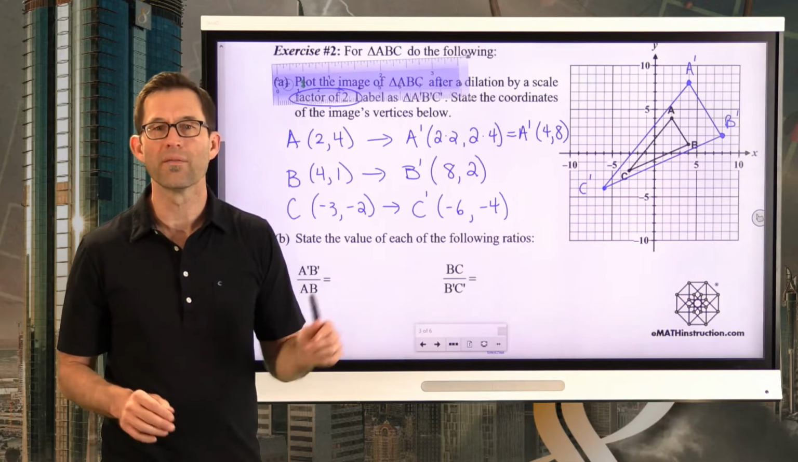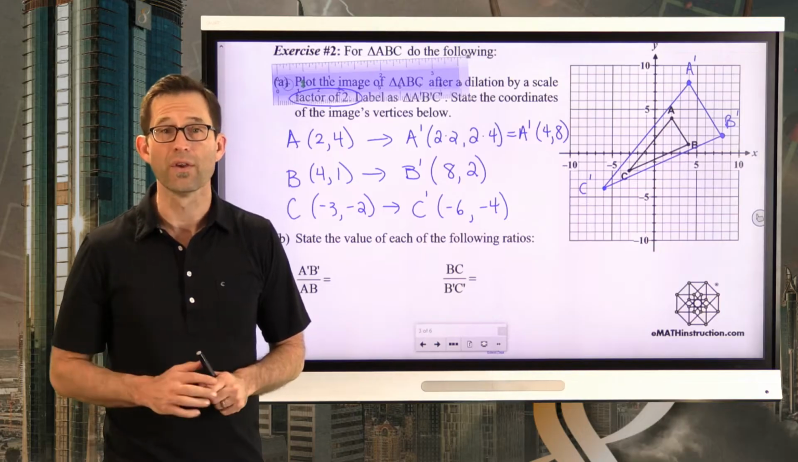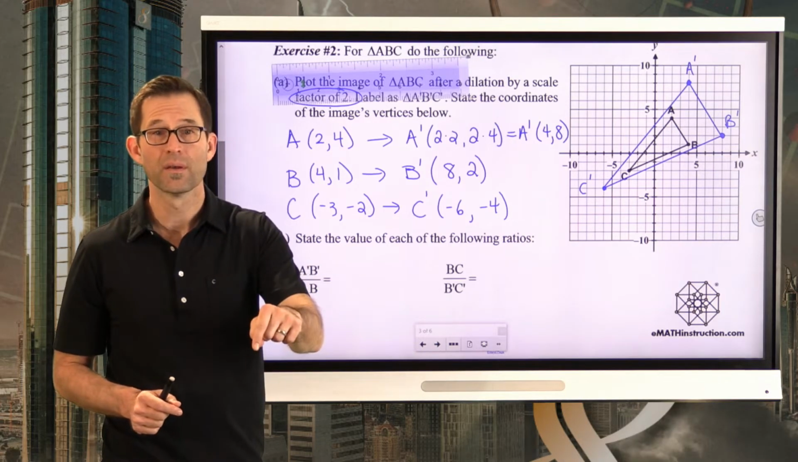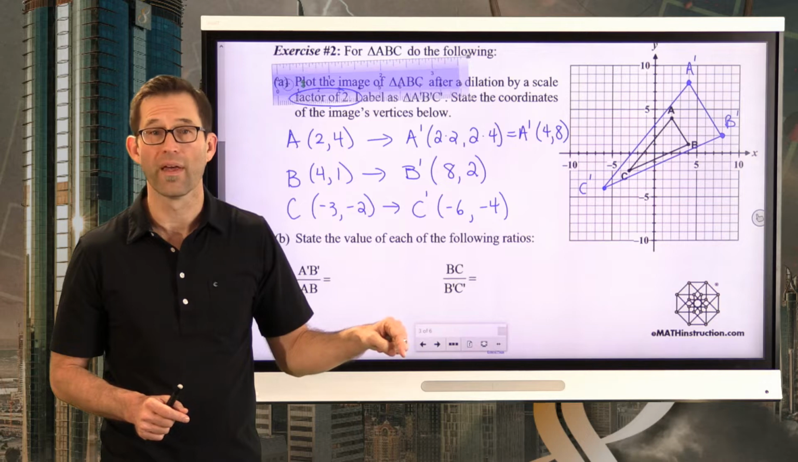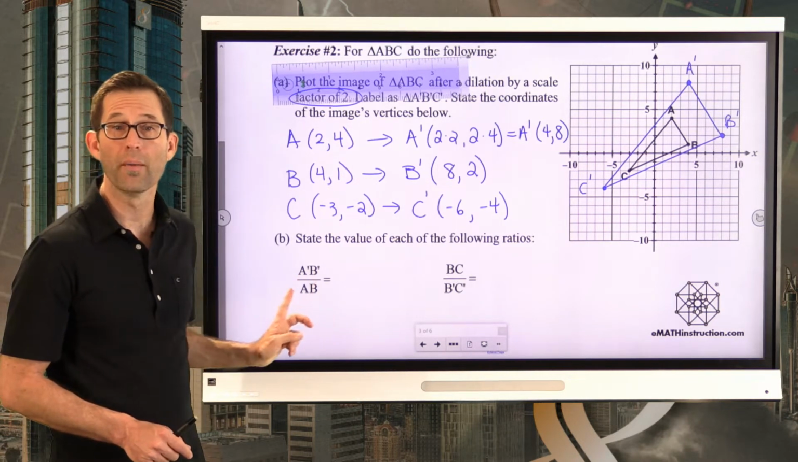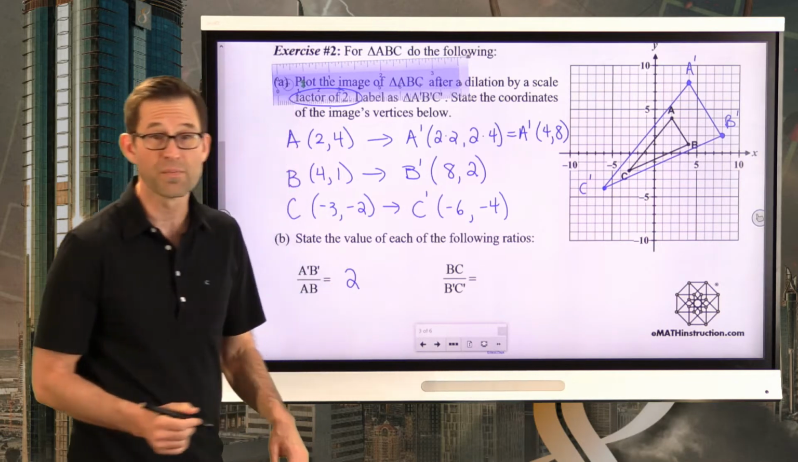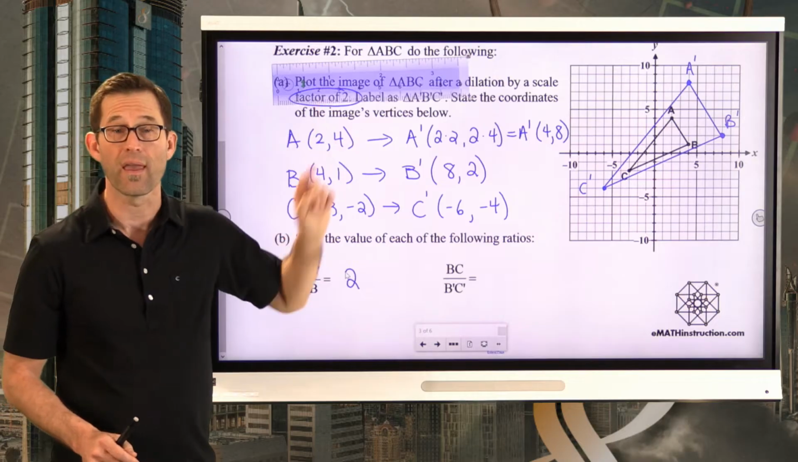Well, the whole point of the scaling constant, 2, is that it is the ratio of the new length divided by the old length. So in this case, this is the new length, A prime B prime, divided by the old length, AB. And so its ratio must be 2. It's got to be K.